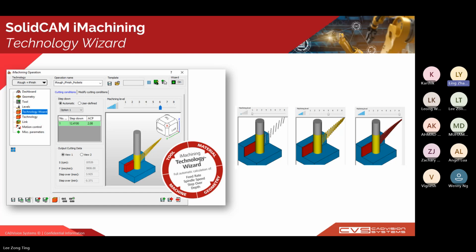On the right side, you can see how the machining level affects the chip thickness. If I go with 1, the chip thickness is relatively thin, and the forces on the tool are relatively lower. If I go to 8, the opposite will happen. So instead of guessing, experimenting, and risking tool breakage or inefficient cutting, the technology wizards in SolidCAM eye machining do all the heavy lifting for you, giving you safer, faster, and smarter machining right off the gate.